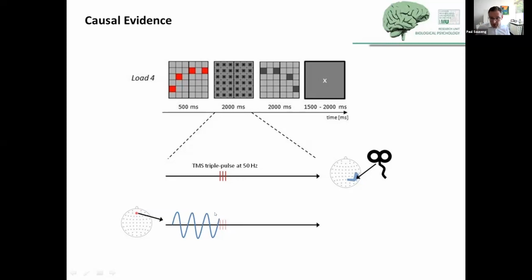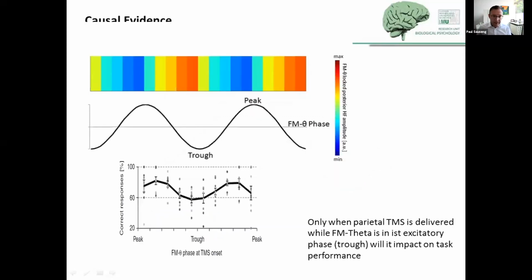So what we did was we simply sorted all the different trials according to the frontal midline theta phase when posterior TMS was applied and looked at behavioral differences. And this is just a reminder of the pattern that we found in the EEG experiment. Remember, we had posterior gamma activity being nested or coupled close to the trough frontal midline theta phase. And this is now the behavioral modulation resulting through the posterior TMS as a function of frontal midline theta phase.